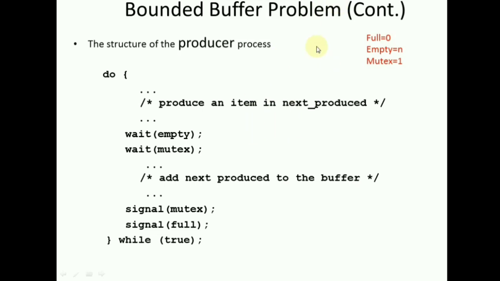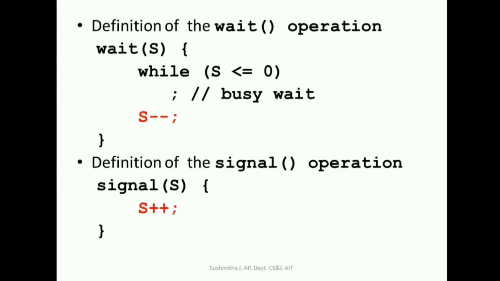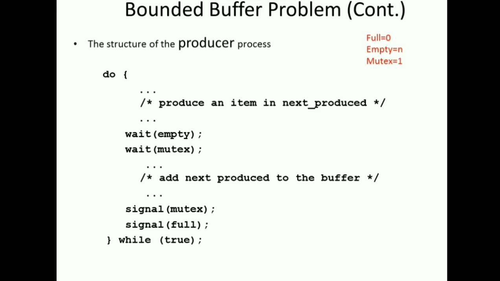Now this is the code for the producer, where we are using the wait and signal operations. If you remember, what was the operation of wait and signal on a semaphore? Let me reintroduce it to you. In wait, we are decrementing the semaphore S, and in signal we are incrementing the semaphore S. Having said that, now let us look back at the producer process code.